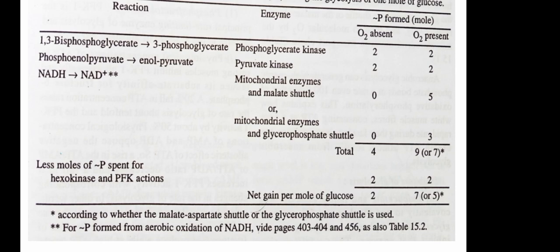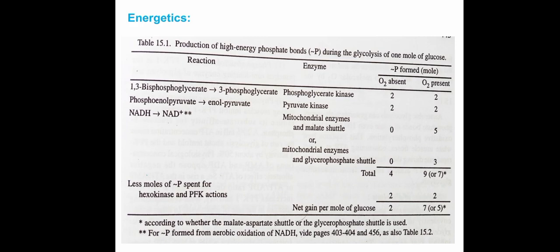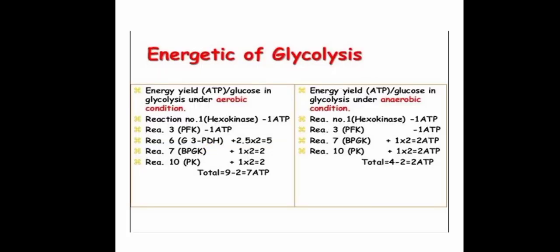If the oxygen is present, if the condition is aerobic, and if the NADH passes through the mitochondrial electron transport chain, then per molecule of glucose the net gain will be 7 or 5 ATPs. So that is the energetics. The same thing is explained here for when the condition is anaerobic or aerobic.